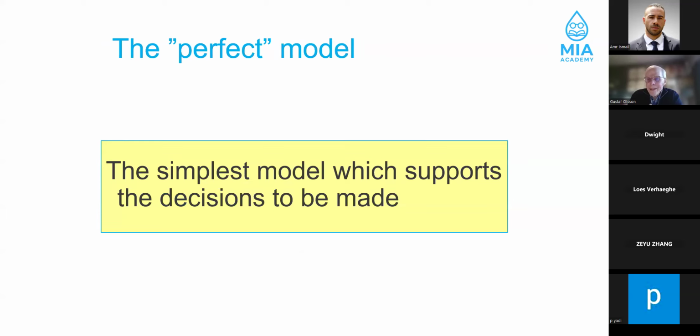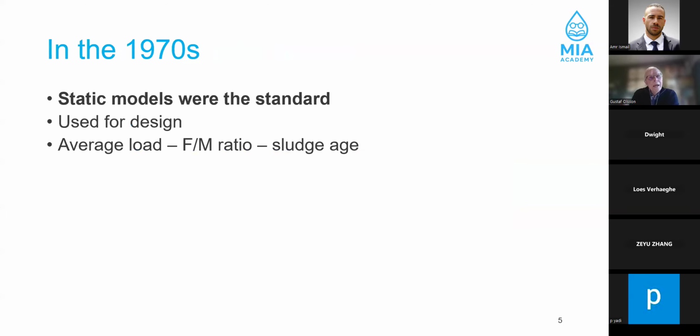It also depends on the time scale. Are we talking about hours or days or weeks or minutes? So all of this will decide what is the perfect model. Back in the 1970s, there were a lot of discussions about dynamic versus static models, because static models were the standard. They were used for design. People talk about the F to M ratio, the sludge age, the average load, and so on. And of course, the average load hardly ever happens.